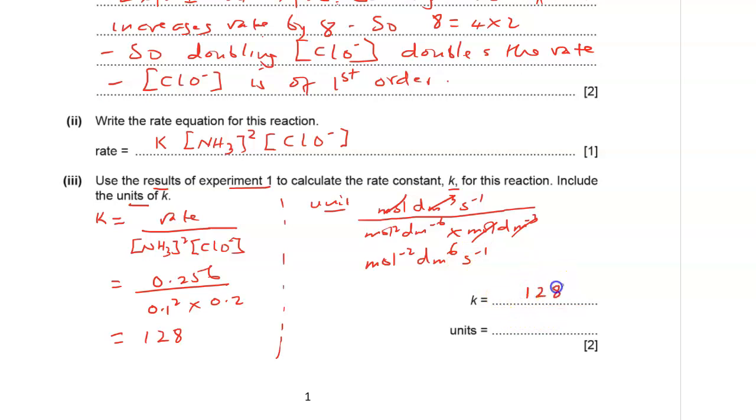So this is 128, and you can rearrange this one to start with the positive one: dm cubed raised to power plus 6, moles raised to power minus 2, and per second. And there you go.